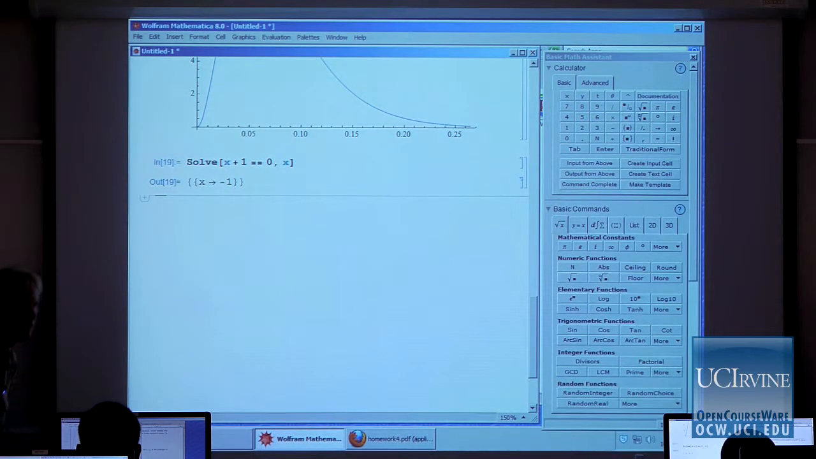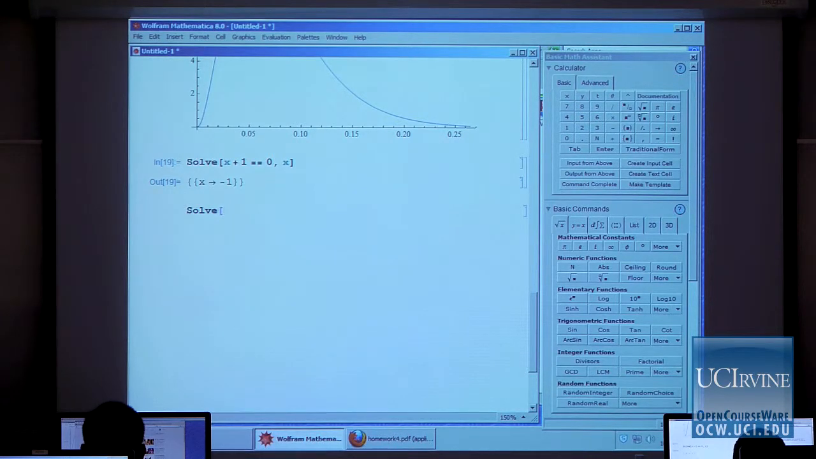Let's try another familiar example. I'm now going to solve the quadratic equation and get out the quadratic formula. So I can say solve.